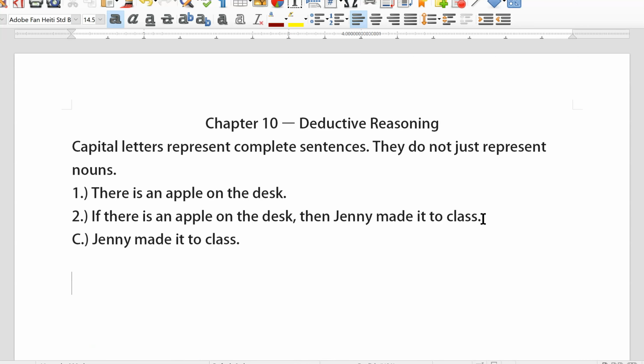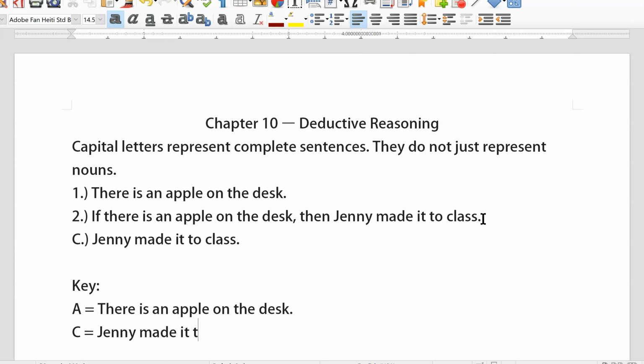So we would make something called a symbolization key, and logicians don't do a whole lot of this in the long run, but it's important to realize what's happening when we translate this into logical form. So our key would look something like this. A equals there is an apple on the desk, right? C would represent Jenny made it to class.